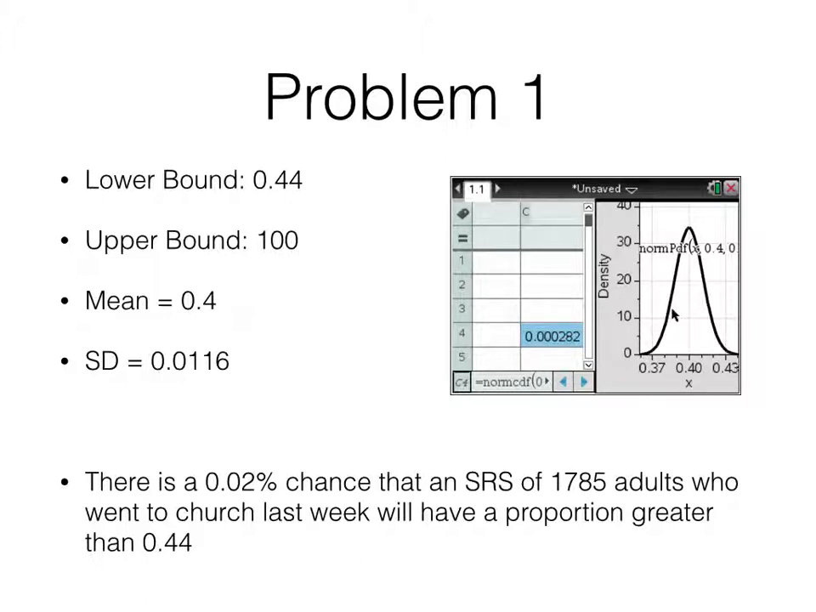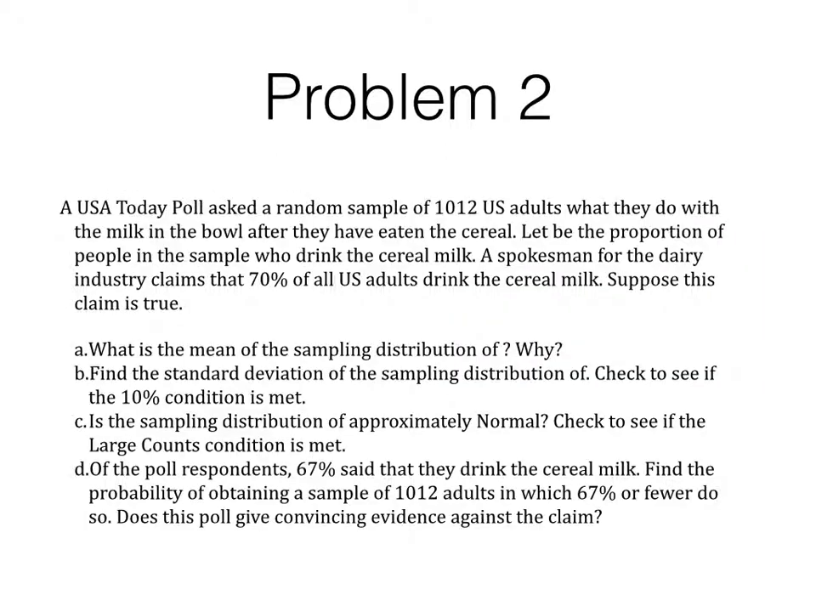Part B is more of a, well, you tell me. It's a very qualitative answer. There's not really a wrong or right answer as long as you understand that a 0.02% chance is very unlikely. So, excuse me, problem two.